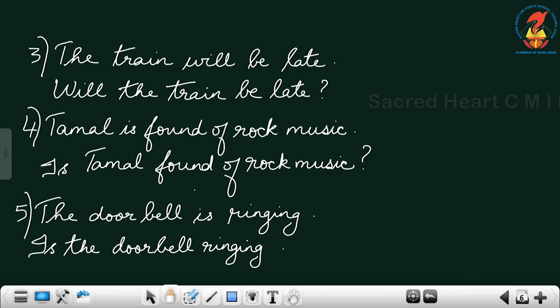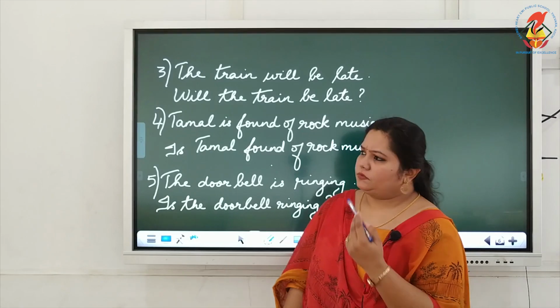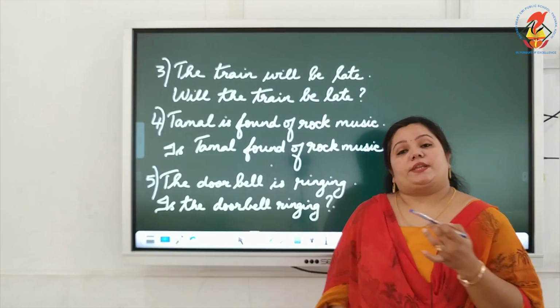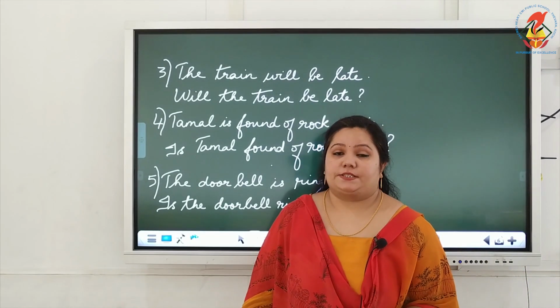Okay. Now the fifth one, what is it? The doorbell is ringing. The doorbell is ringing is the statement here. And how do we change that into an interrogative statement? Yes, is should be placed before the doorbell. So, is the doorbell ringing? with a question mark at the end. Alright. So this is how we convert a statement or a normal sentence into an interrogative sentence.